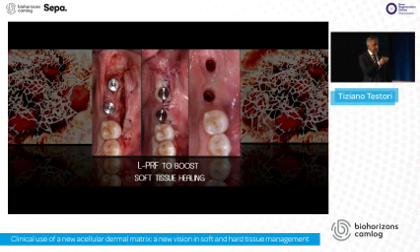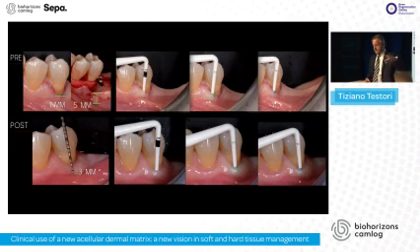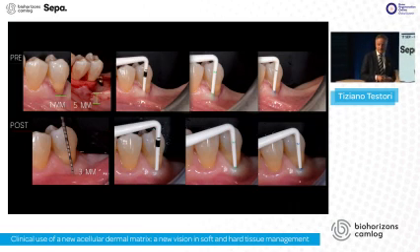So as you see here, LPRF, healing abutment, and upon healing 2 months after, you can see the pre-op and the post-op. These are the pre-op measurements, and the post-op, the quantity in height that we have reached, 3 millimeters compared to 1 millimeter.